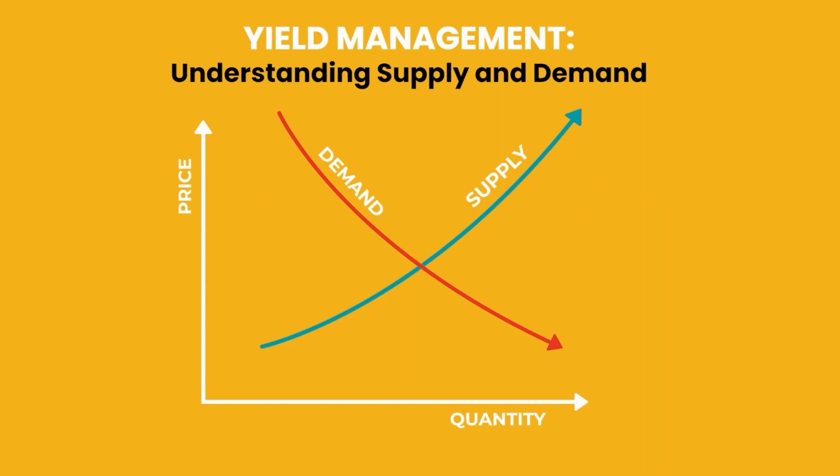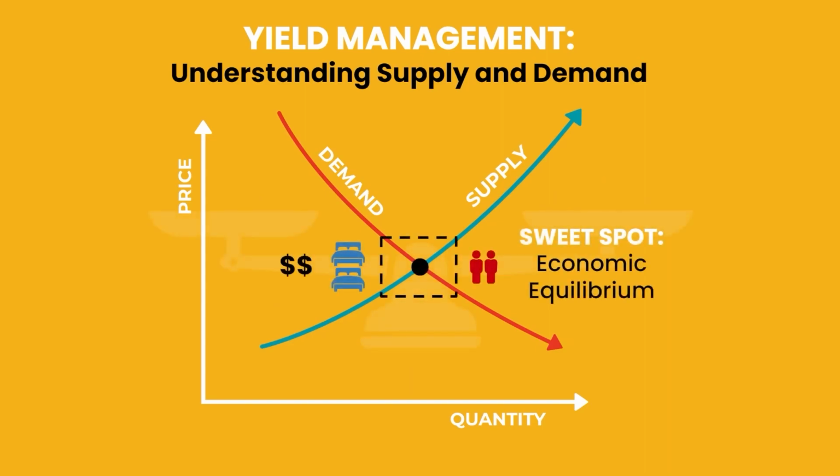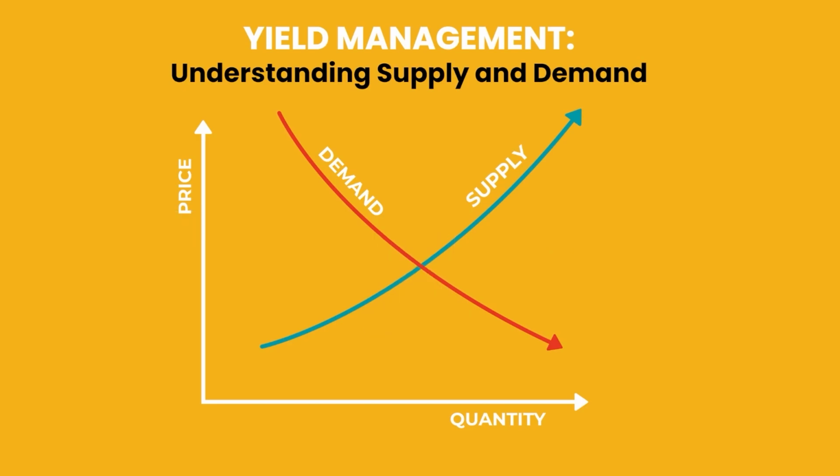Optimizing your pricing to make the most of supply and demand and hitting that sweet spot is called economic equilibrium. This is where you're maximizing revenue by selling the most units for the most money. Now, let's see what happens when the price is too high. The supply is much higher than the demand. For a property, this looks like a lot of empty beds or units. You might be leaving money on the table because your occupancy is too low.